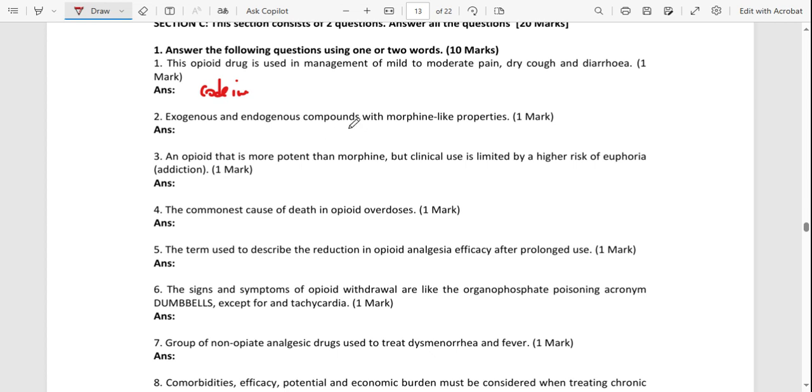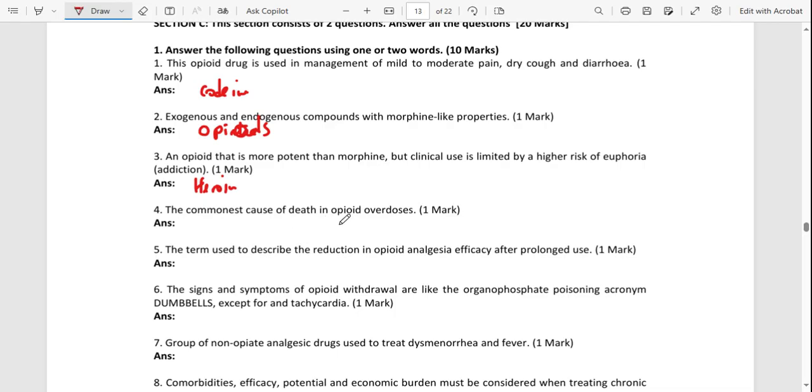Okay. Exogenous and endogenous compounds with morphine-like properties. What do we call those? Those are the ones we call opiates, isn't it? Actually, not opiates, but opioids, because opiates are those that are just derived from opium. These are opioids. And then an opioid that is more potent than morphine, but clinical use is limited by a high risk of euphoria. So something that is more potent than morphine, heroin, also known as dimorphine, is very potent, but it has got euphoria, so we don't use it.